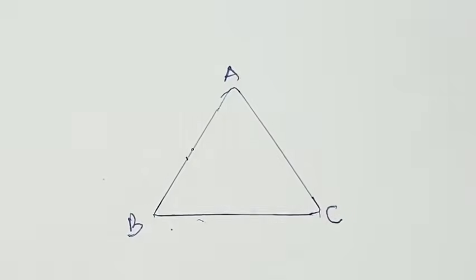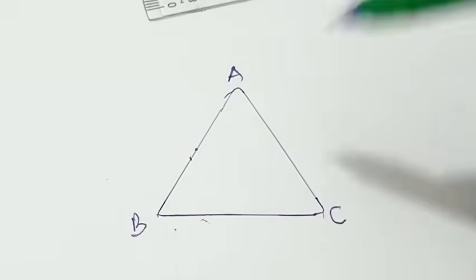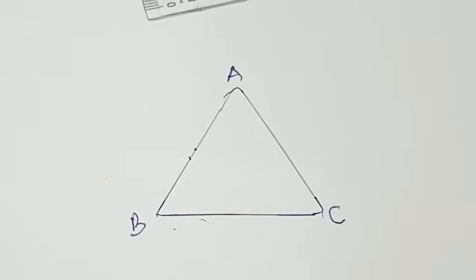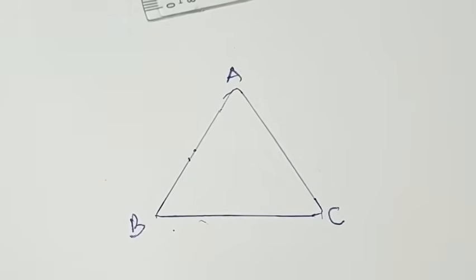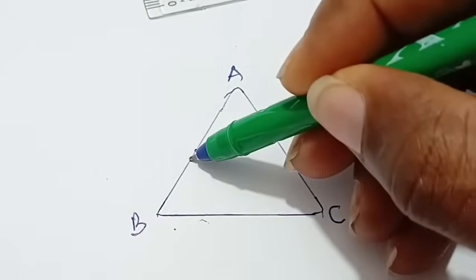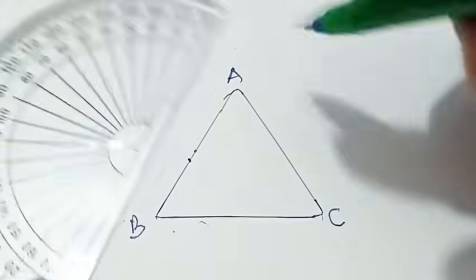Once you draw this outline, the next thing is to draw your normal. And a normal is a line drawn to meet either the face AB or the face AC at 90 degrees. In your question or in the instruction, it's going to be stated, so you follow the instruction. Let us draw our normal at this point. To achieve that, I'll move my protractor.